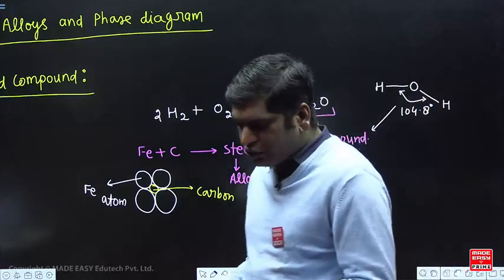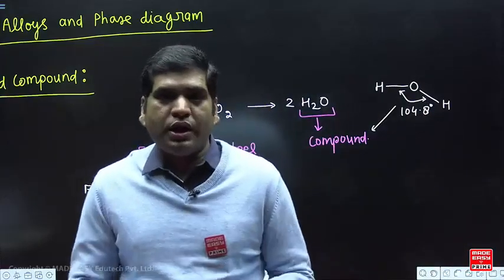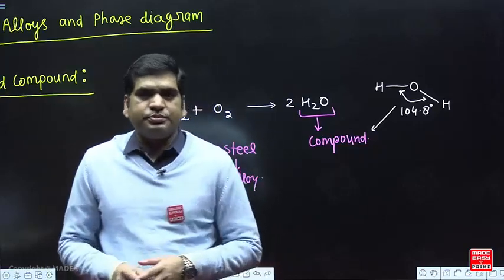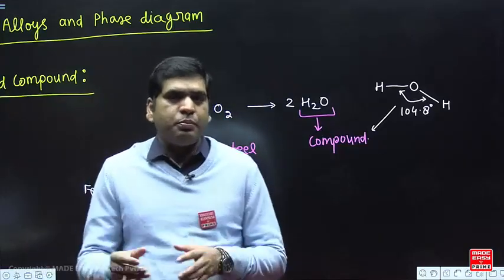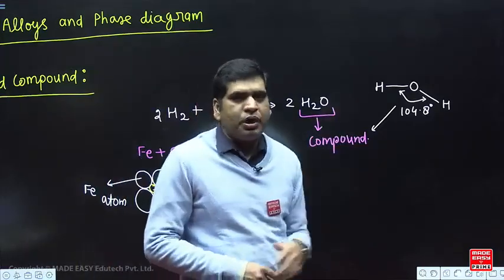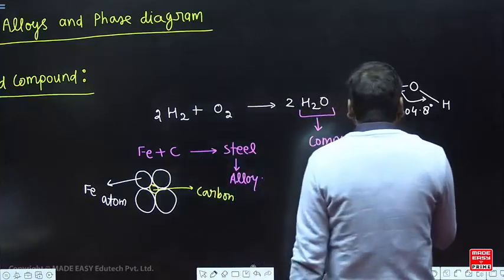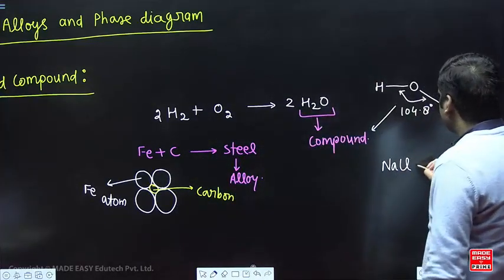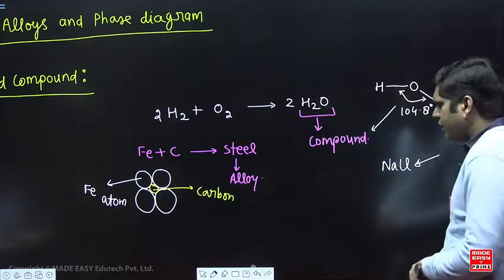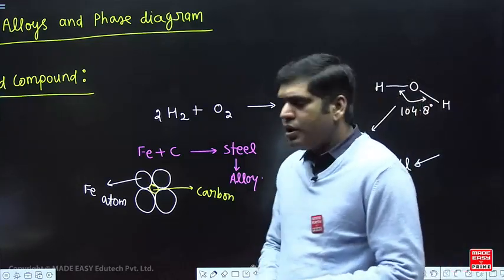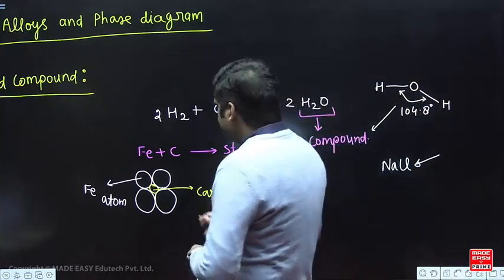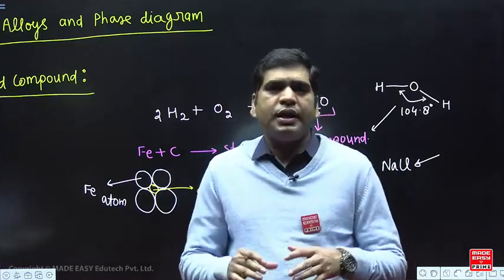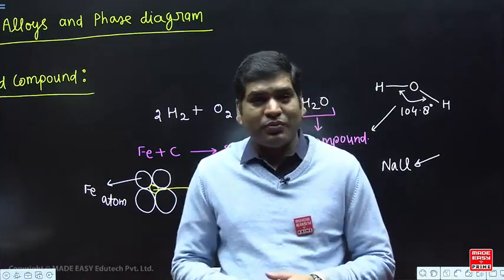So the key point which differentiates alloy and compound is that when two elements are mixed, if a chemical bond is formed, then a compound is formed. There are several examples of compounds like NaCl. Here Na and Cl are mixed, they make an ionic bond, so a compound is formed. But if two elements are mixed and they do not form a chemical bond, then an alloy is formed.